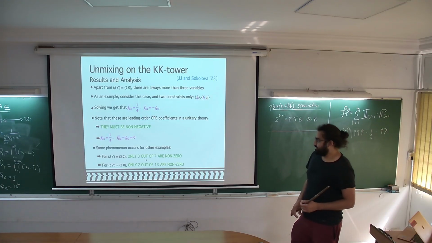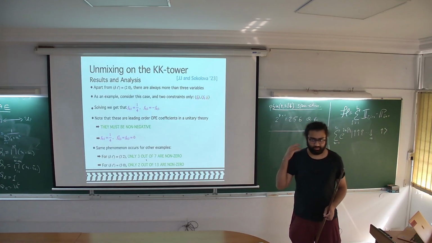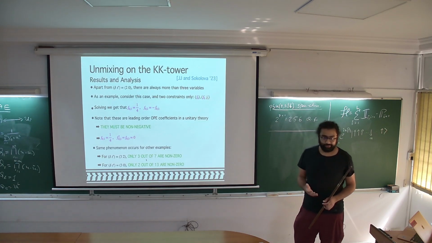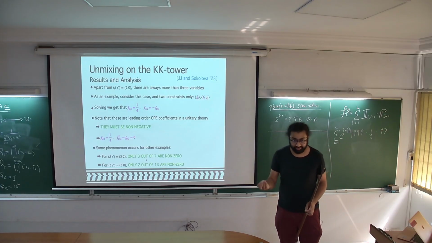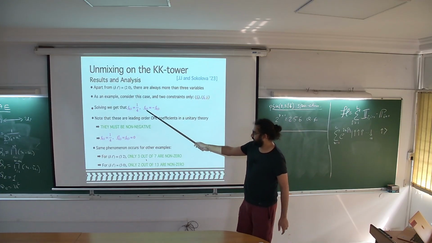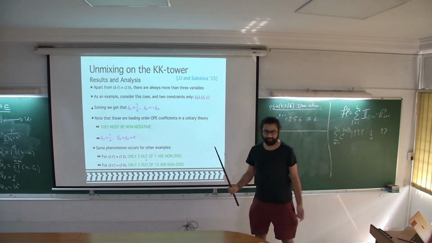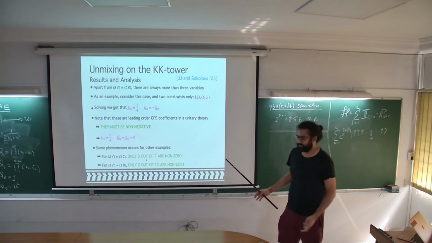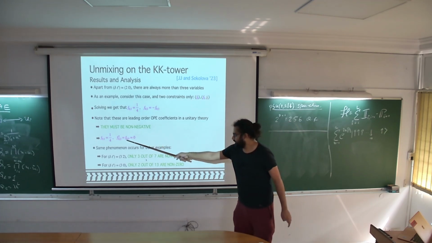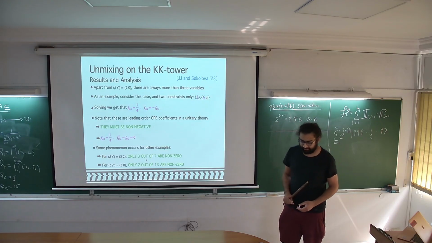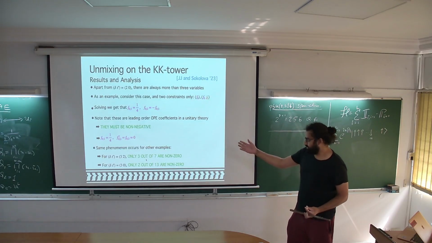Now immediately there is something that we can input here, which is the fact that we are in a unitary theory and these are OP coefficients, non-negative OP coefficients, which means that both of these things should be greater than or equal to 0, which means they're 0. So immediately both of these get killed.